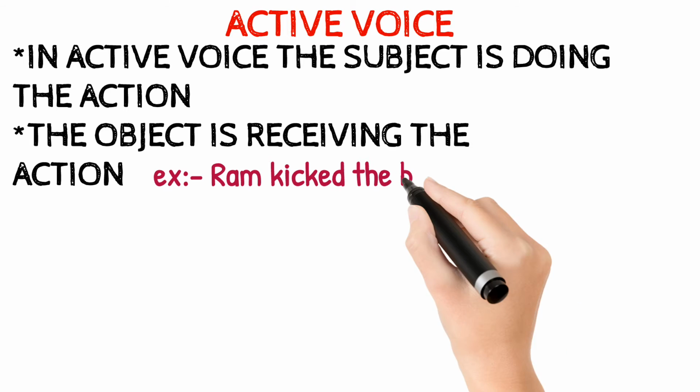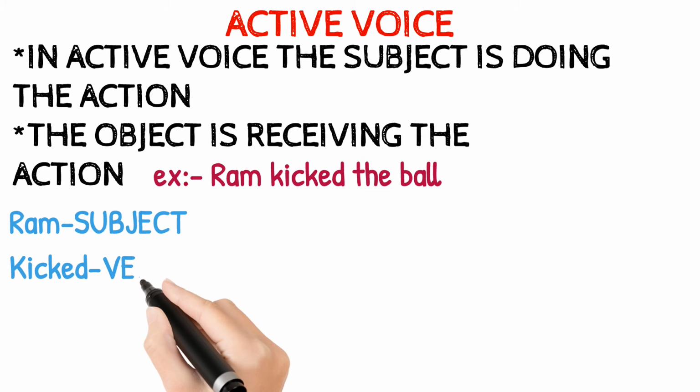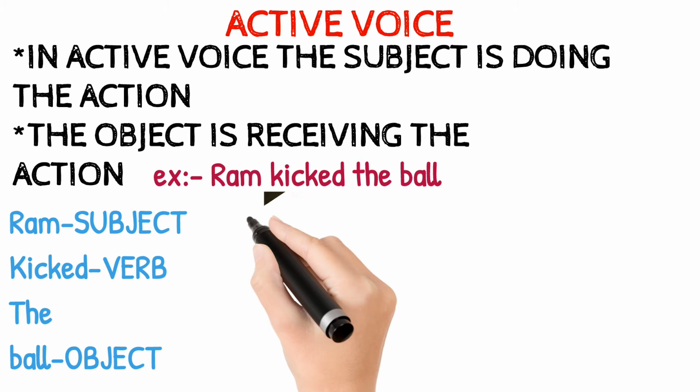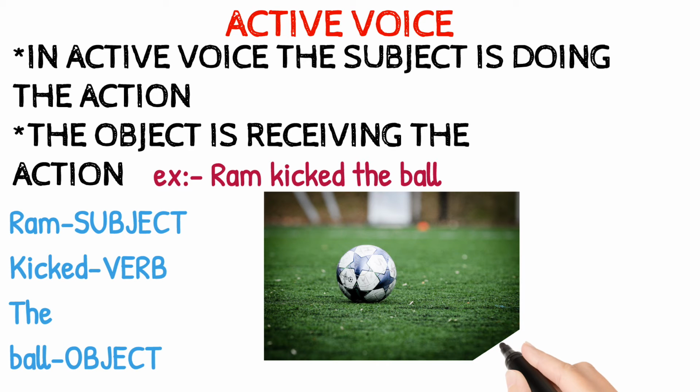Okay, now we will go with the example, that is Ram kicked the ball. Here in this example, Ram is subject and subject is performing the action, and ball is the object and object is only receiving the action. So clearly it is an active voice. Okay, here we have to remember the example and what is subject, what is verb and what is the object. Okay, I think you understood what is meant by active voice.